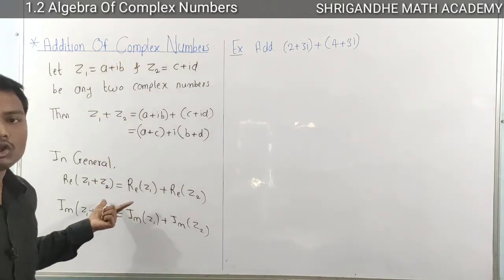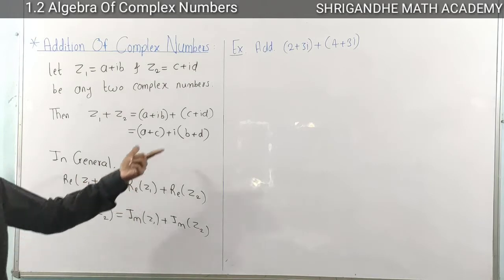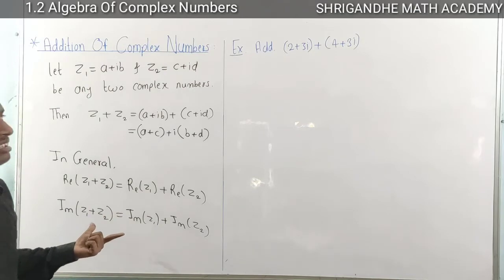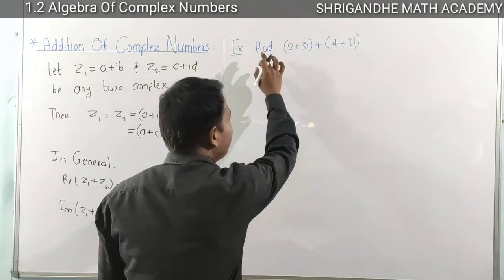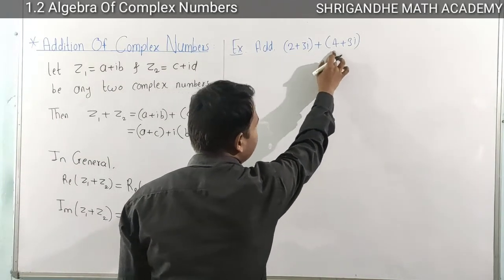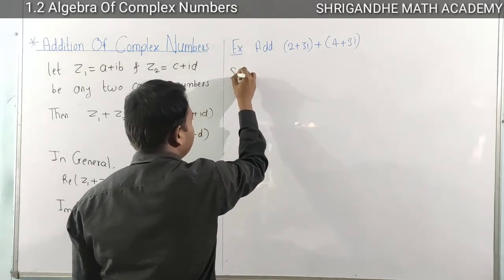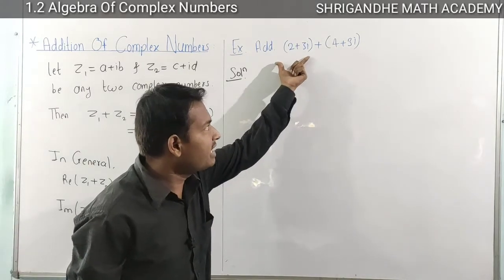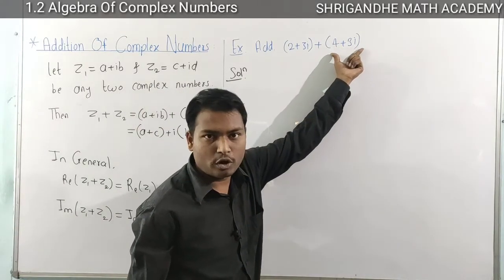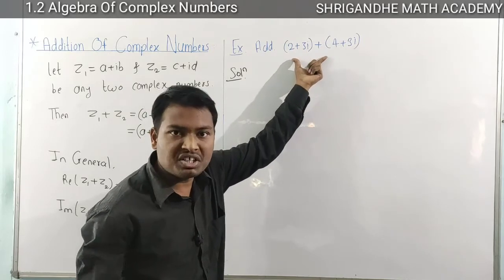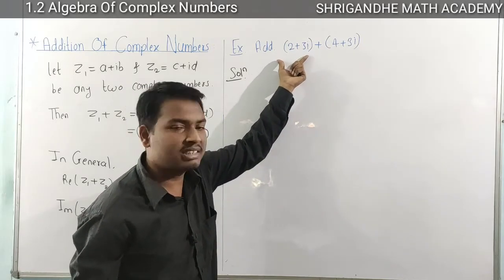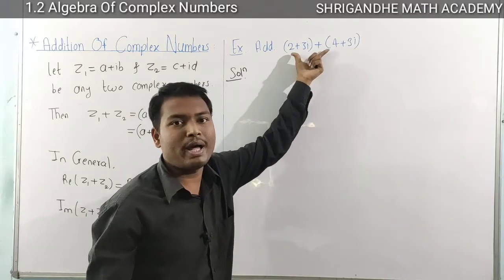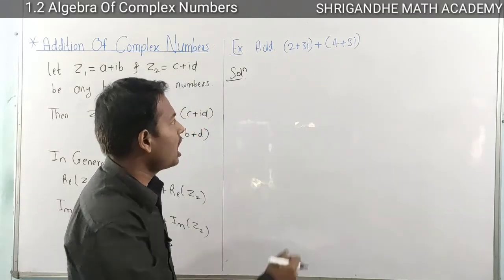How to add the two complex numbers Z1 and Z2. Now let me see one example depending on this point. Let's see the example. The example is: add 2 plus 3i and 4 plus 3i. Let's see the solution. Now we have to find the value of 2 plus 3i plus 4 plus 3i. These are the two complex numbers in which the first complex number is 2 plus 3i and the second complex number is 4 plus 3i. We have to add these two complex numbers. Let's see how to add.